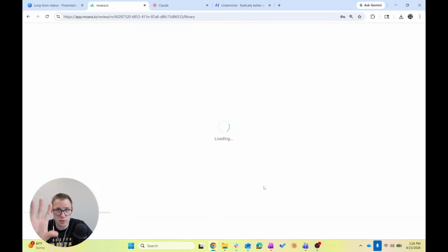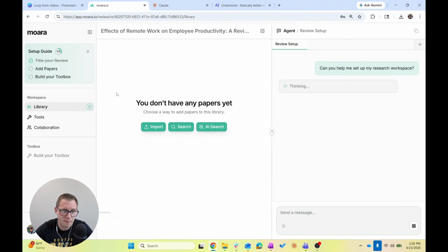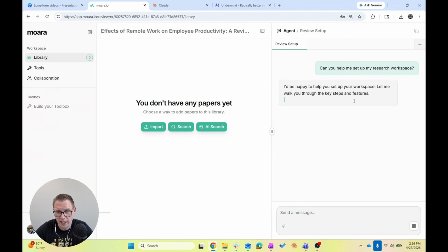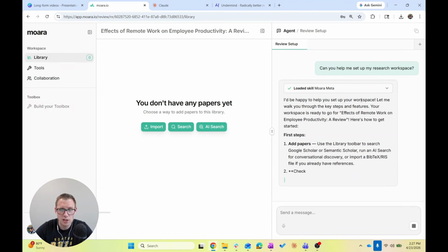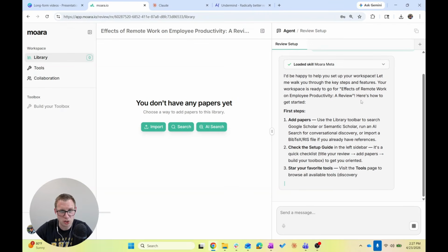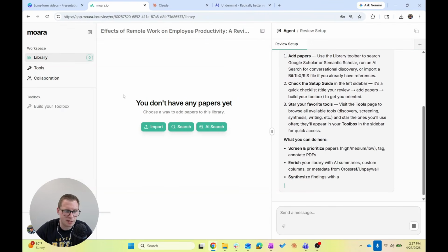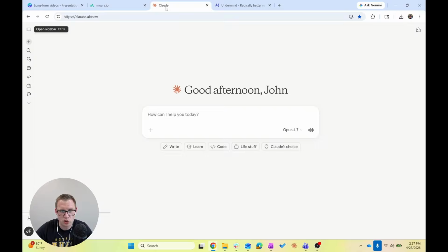This will not set me up with search results. That's not what Moara is all about. It just sets me up with a workspace, right? I'm going to come back to this in a second to execute some of my search, but first, I'm just going to open that up so I can start dropping papers in.